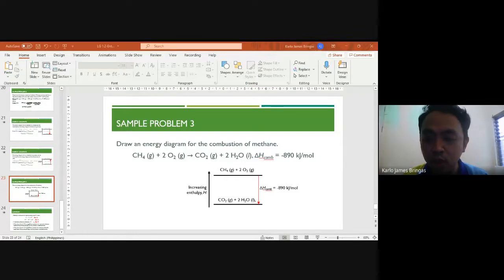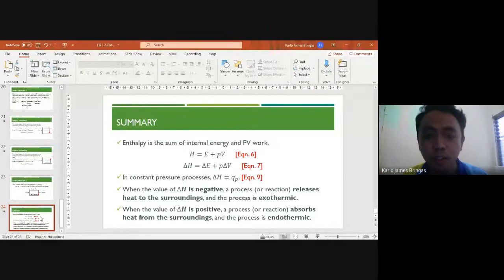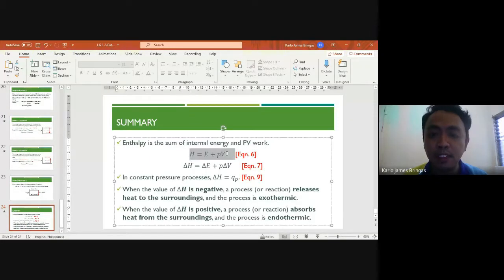Sige, so in summary, so what we've discussed is the following. So we've introduced in today's lesson the concept of enthalpy. Enthalpy is related to the internal energy. Enthalpy is just the internal energy plus the PV work. So enthalpy is defined by equation 6. And the change in enthalpy is defined by equation number 7.